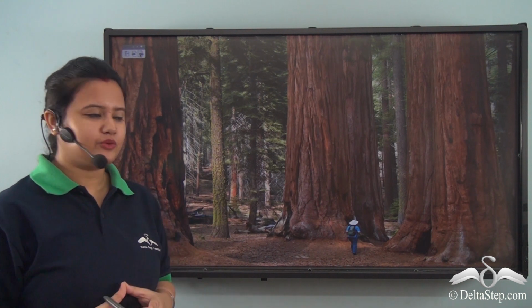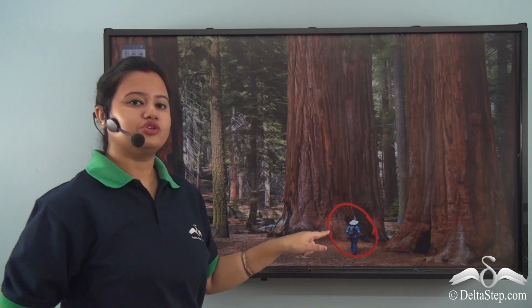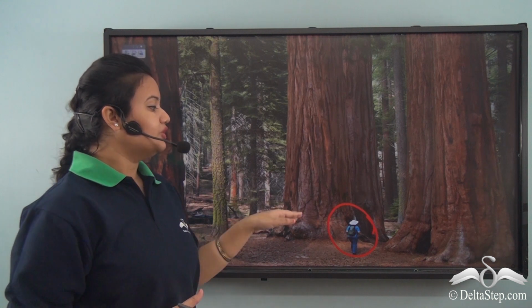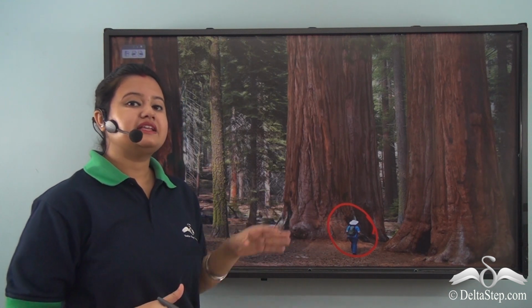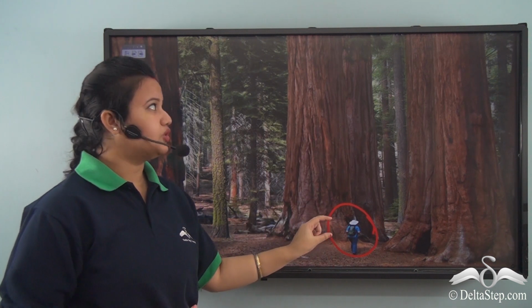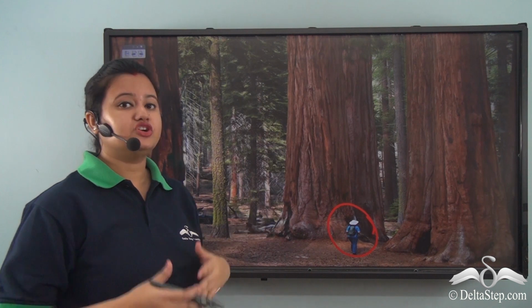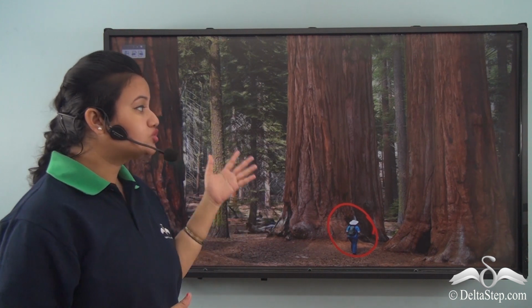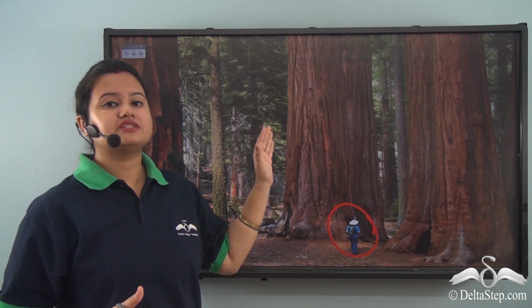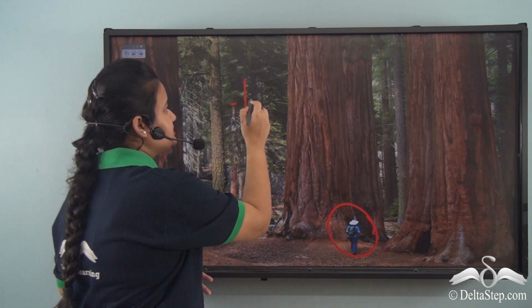Well, let me help you out. See, here we have a man walking through the forest. Although this man is an adult, he looks so tiny and small compared to these giant trees. So, from this picture, you can very well understand how tall and giant these trees are. In fact, these trees are the tallest trees of the world.